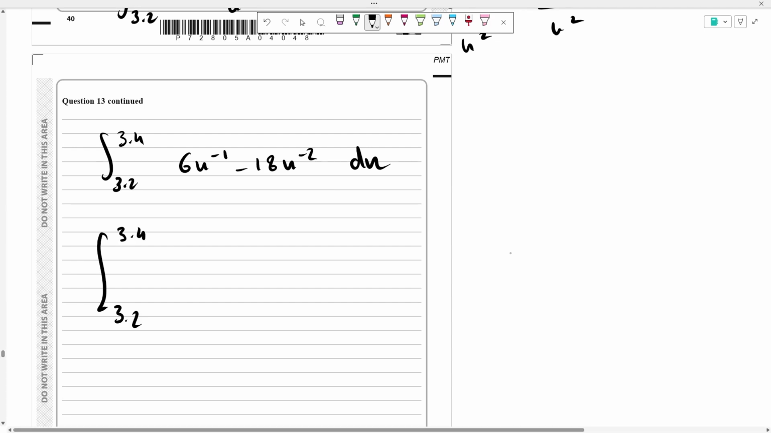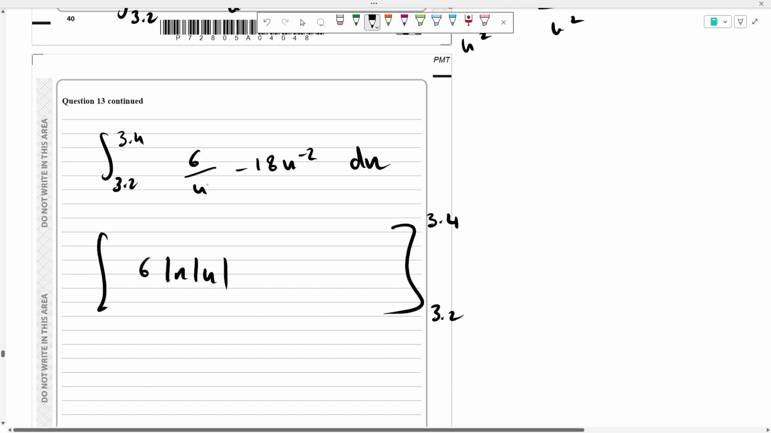3.2 to 3.4. The limit should really be on the right hand side, but it doesn't really matter. Okay, I'm actually going to rewrite the 6u to the minus 1 as 6 over u, just so it's a bit easier to see what this integrates to. Well, when you have 1 over u, it actually goes to ln of u. Okay, and then we'll just put a big 6 in front of it, because that's our numerator here. And then this one's going to go to u to the minus 1. Minus 18 divided by minus 1 gives you plus 18. And that's it, really. I'm going to write this as 18 over u.